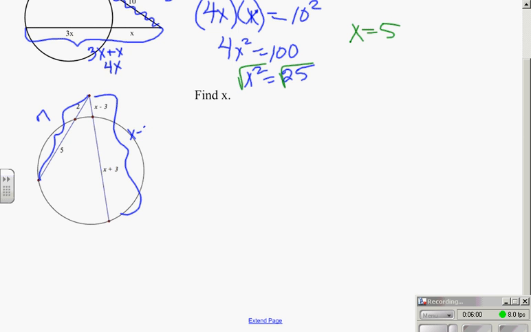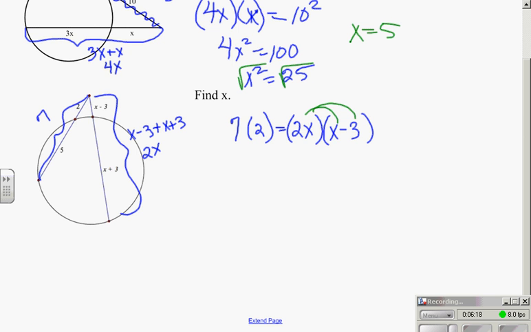So here, whole length here is 7. The whole length here is x minus 3 plus x plus 3, which is 2x. So I have 7 times 2 is equal to 2x parentheses times x minus 3.